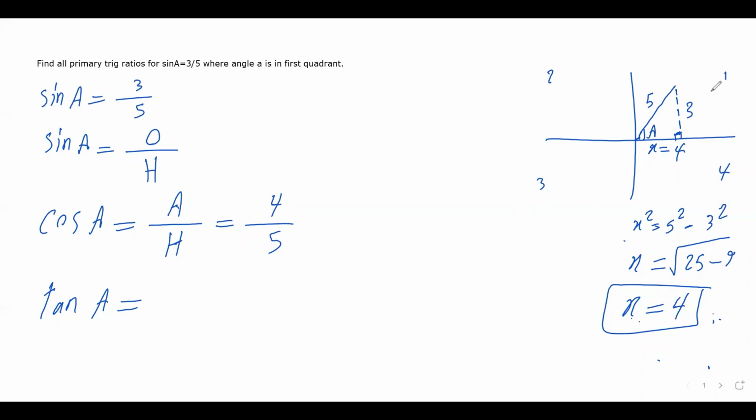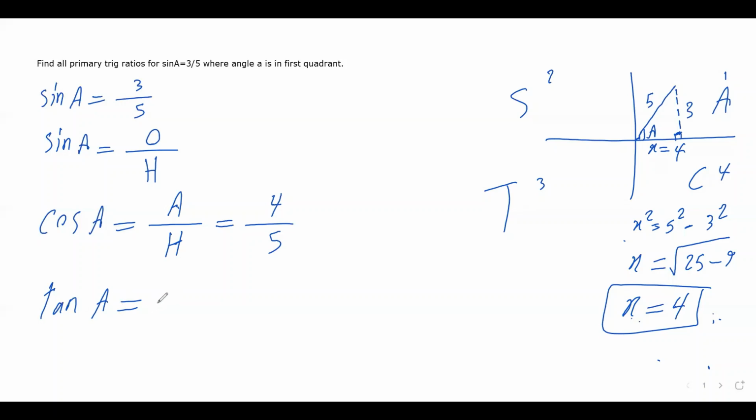So in quadrant 1, you know the CAST rule, right? A, S, T, C. A in quadrant 1 means all trig ratios are positive. S in quadrant 2 means only sine is positive in quadrant 2. And in quadrant 3, only tan is positive. And in quadrant 4, only cos is positive. So we are in quadrant 1, so all of our trig ratios should be positive. So sine is positive, cos is positive, and also tan would be positive.